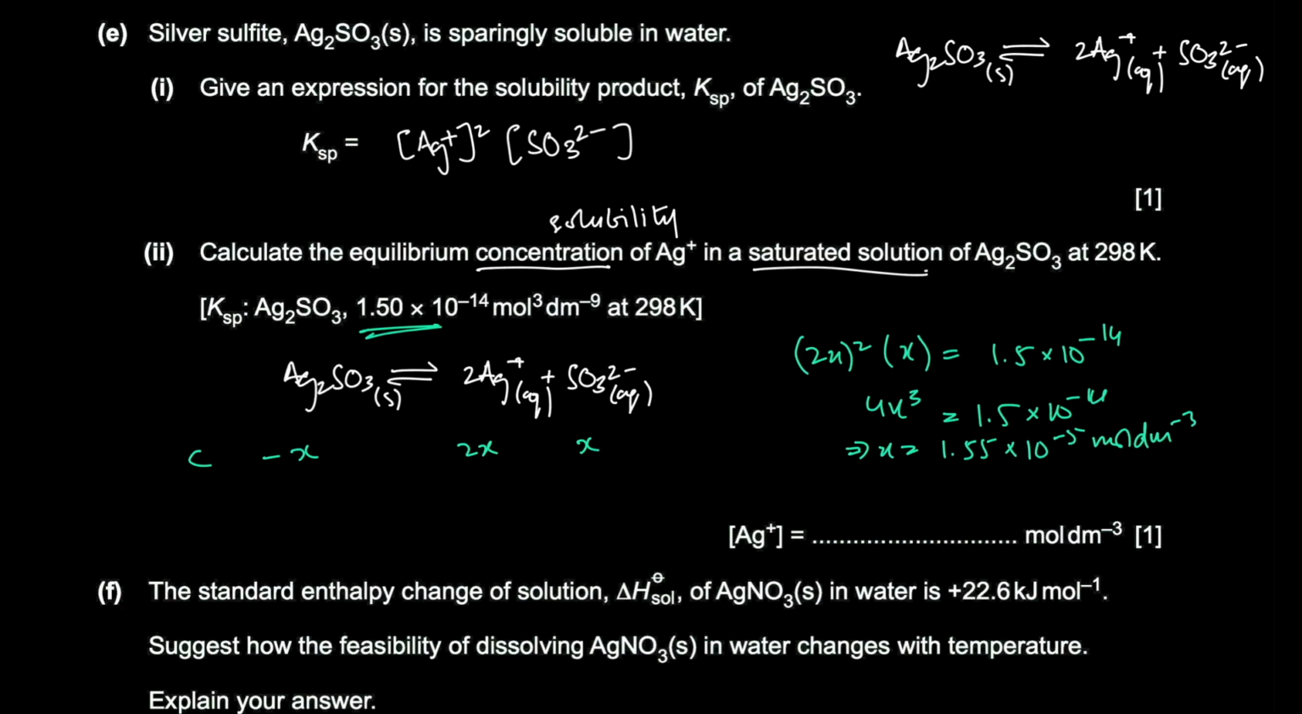So that's the concentration of silver sulfite in the saturated solution. We want to find the concentration of silver ions. That's 2x, so it's just 2 times this value. So we get 2x as 3.11 into 10 to the power of minus 5 moles per dm cube. That's the concentration of silver ions.